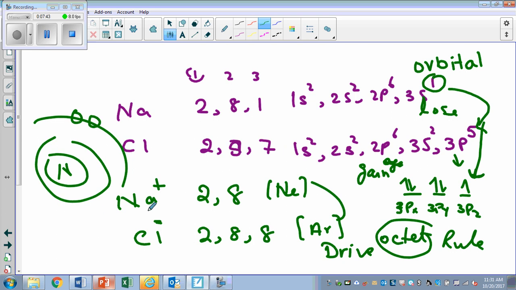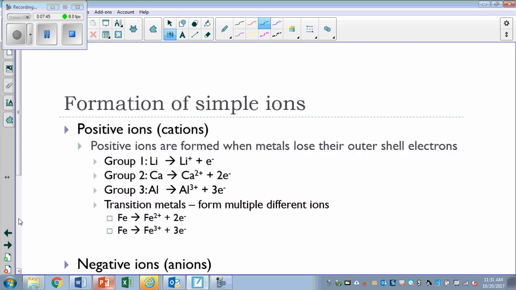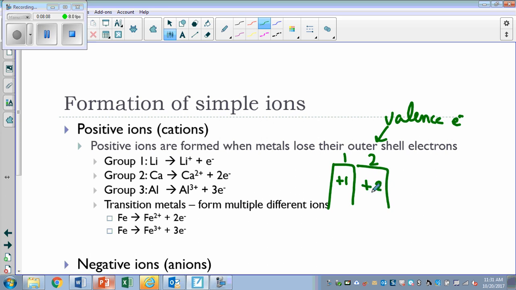The next thing, hold on, let me also follow this. So we see that all elements in group 1 have 1 valence electron. So they all will lose 1 electron. So they have a positive 1 oxidation number. All elements in group 2 have 2 valence electrons, electrons in the outermost orbital. So they all will lose 2 electrons. So we have an oxidation number of positive 2. And then aluminum has a positive 3 because it's going to lose 3 electrons.